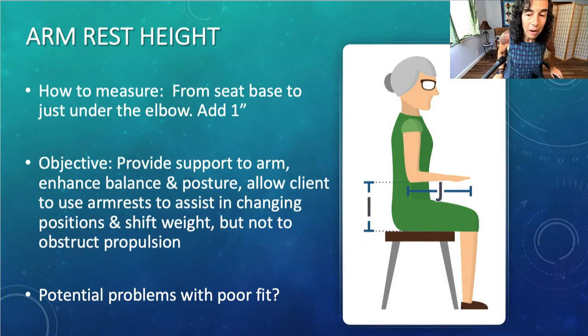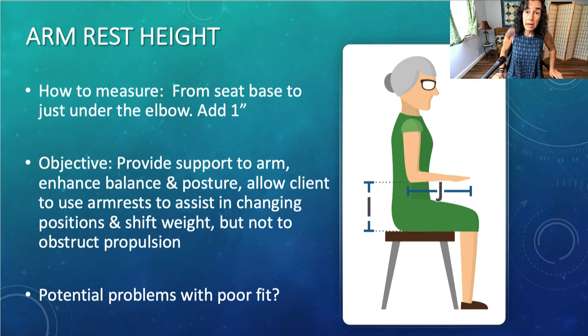Next up is armrest height, and how we want to measure is from the seat base to just under the elbow, and that's with the arms at 90 degrees, as you can see in this drawing. The objective is to provide support to the arm to enhance posture and balance, right? So if we're tipped forward, we're going to be leaning forward. If we're going back too far, we're out of our balance and center of our base of support. And we want to allow the client to use the armrest to assist in changing positions, right?